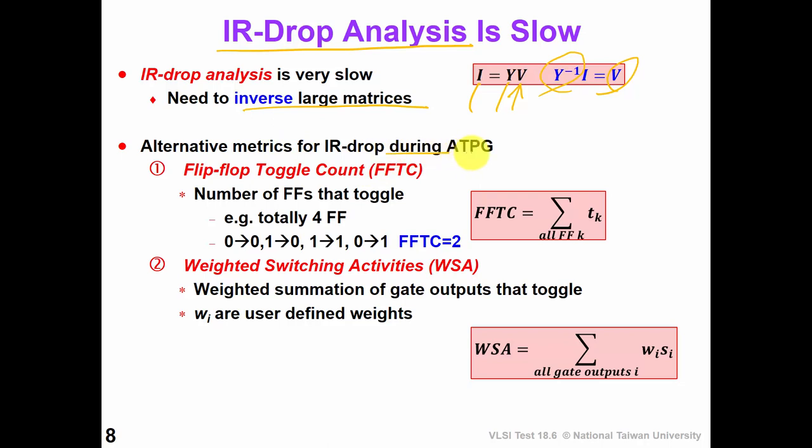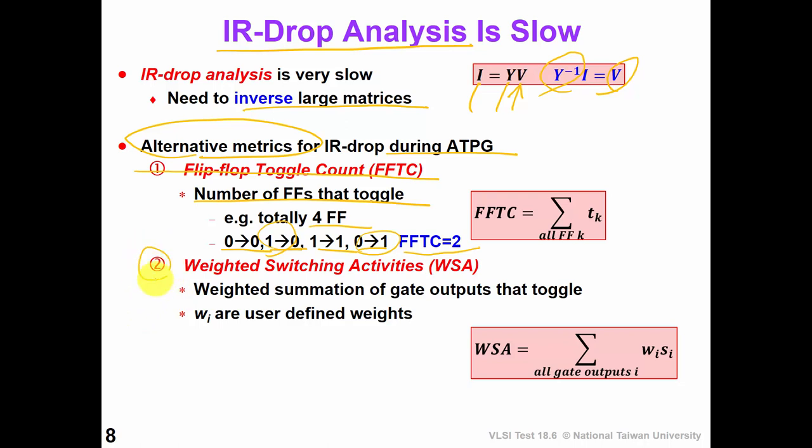During ATPG, we actually don't have so much time for detailed IR drop analysis. So some people propose alternative metrics for IR drop. The first one is FFTC, flip-flop toggle count. We just simply count the number of flip-flops that toggle. For example, suppose we have 4 flip-flops in the circuit. If their activities are like this, then the total toggle count is just 2, because 2 flip-flops are flipped. This is a very simple metric, which does not consider activity in the logic.